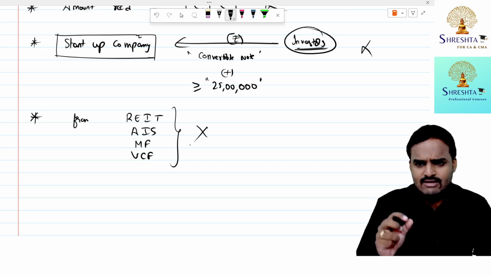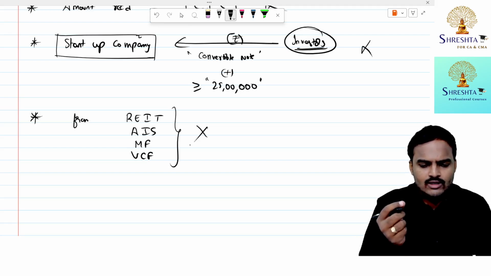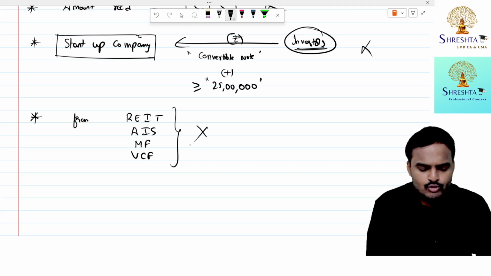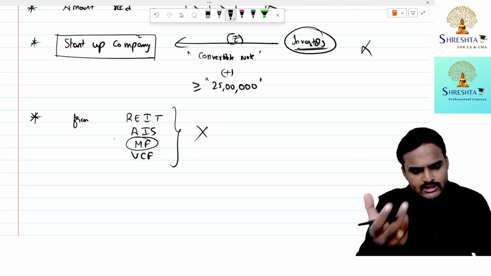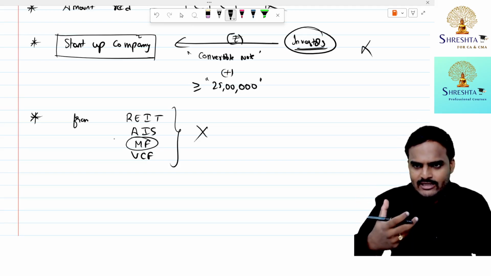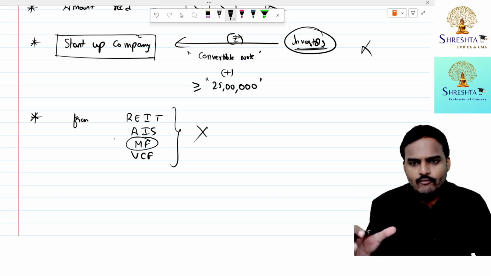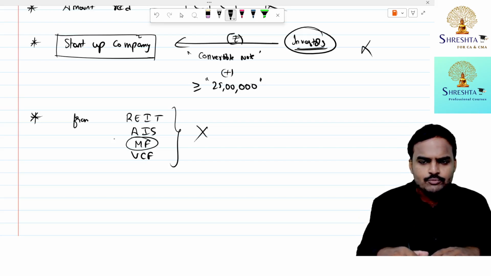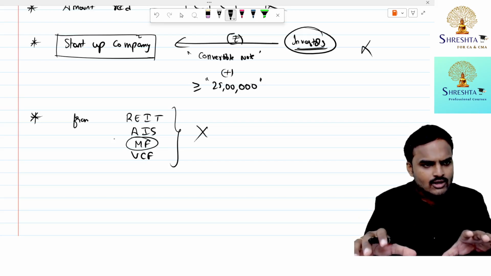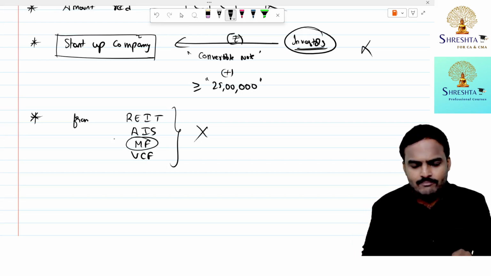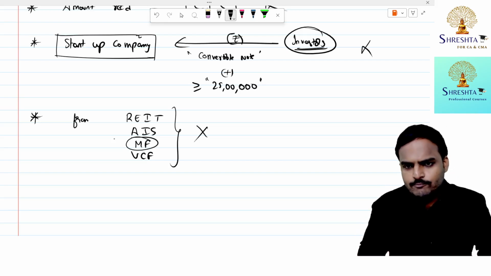Each and every fund is having one criteria. Mutual funds, if you look at mutual funds, they receive money from the public and they will invest money in the shares of the company. So mutual fund companies, whatever profit they get from that investment, they will distribute this profit among the members of the mutual fund company or among the depositors of the mutual fund company.